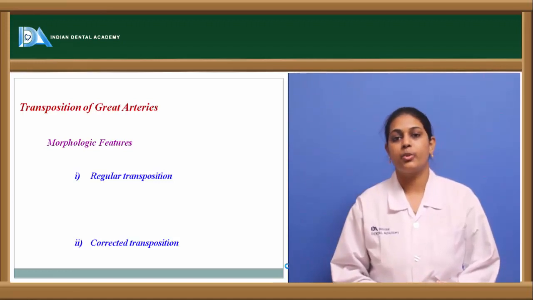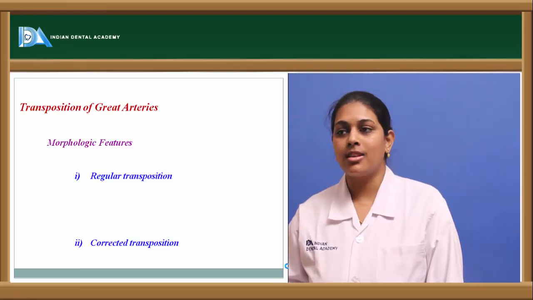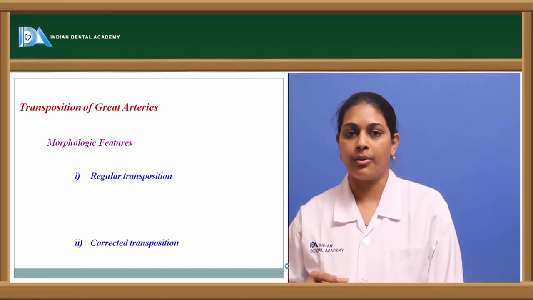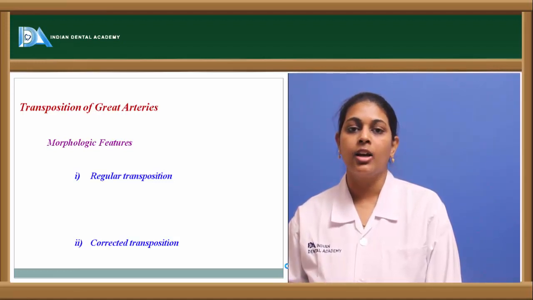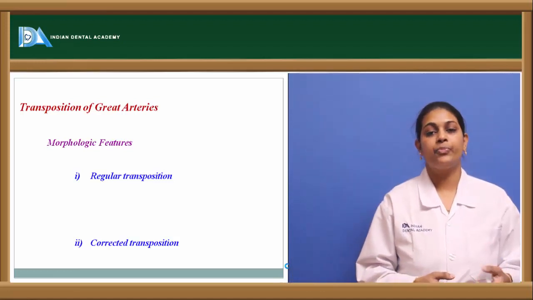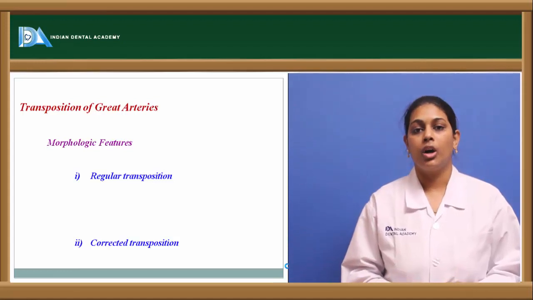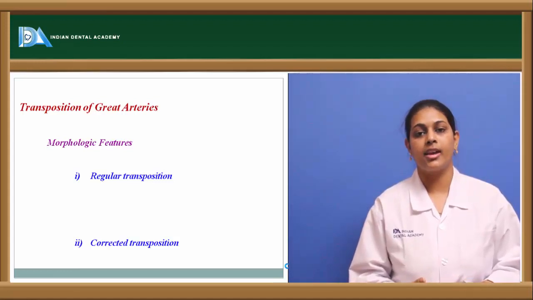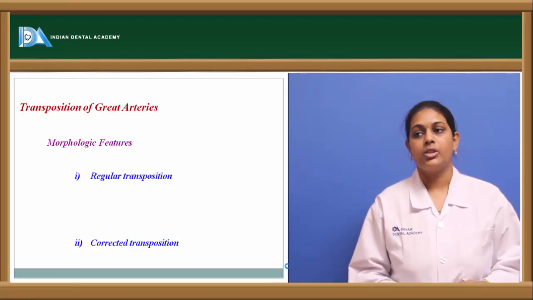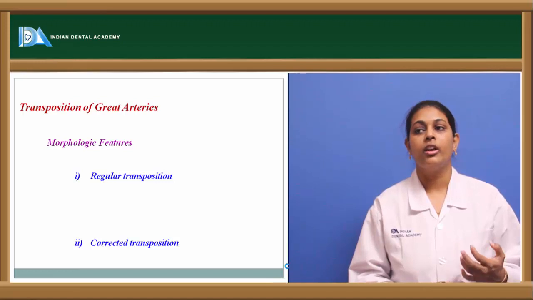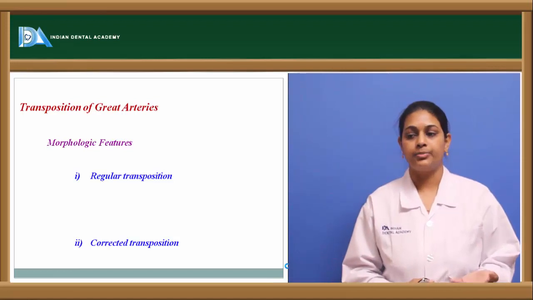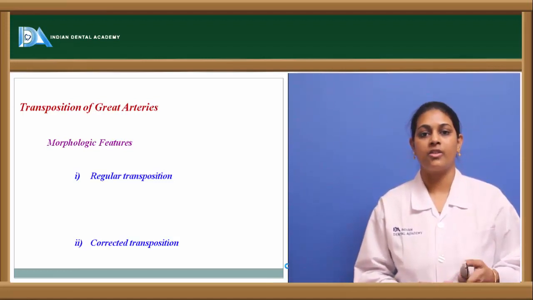So in regular transposition, as in cases like dextrocardia, the aorta is placed towards the right side, that is, the apex of the heart points towards the right side of the chest. In such cases, the aorta arises from the right side, whereas the pulmonary trunk arises from the left side. So this is what we see in regular transposition of the great arteries. The great arteries usually emerge from this aorta, that is, from the right side.